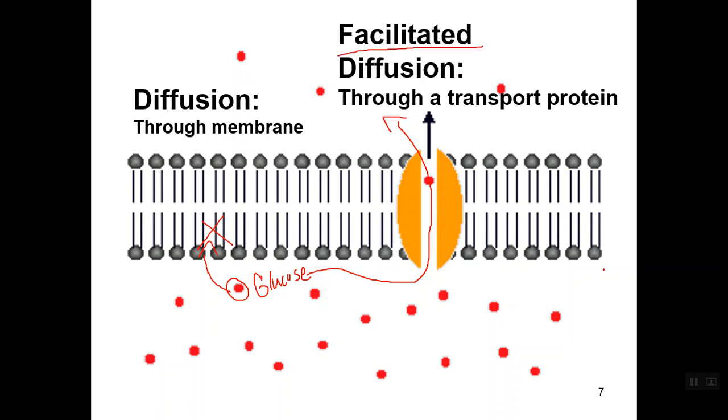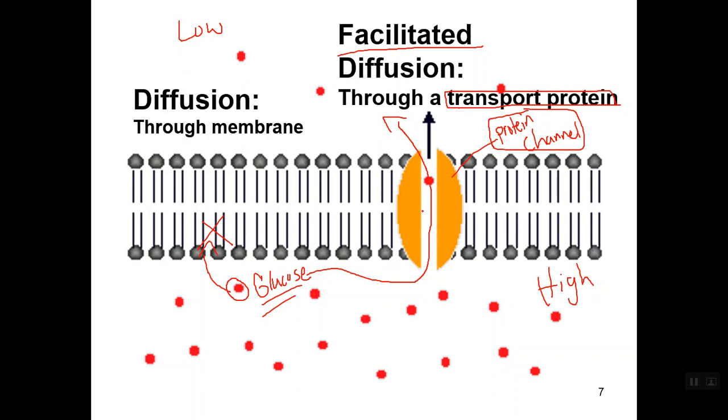You're still diffusing. Notice that there's still a high concentration of glucose on one side and a low concentration on the other. So we're still diffusing, but because there's a membrane in the way, right? We're not just going through the air right now. Now we have to go through a membrane. We need some help to do this because we're big polar glucose, right? So we need to go through a doorway. That's what this protein channel is, through a transport protein. Protein channel or transport protein. These are synonyms. They mean the same thing.